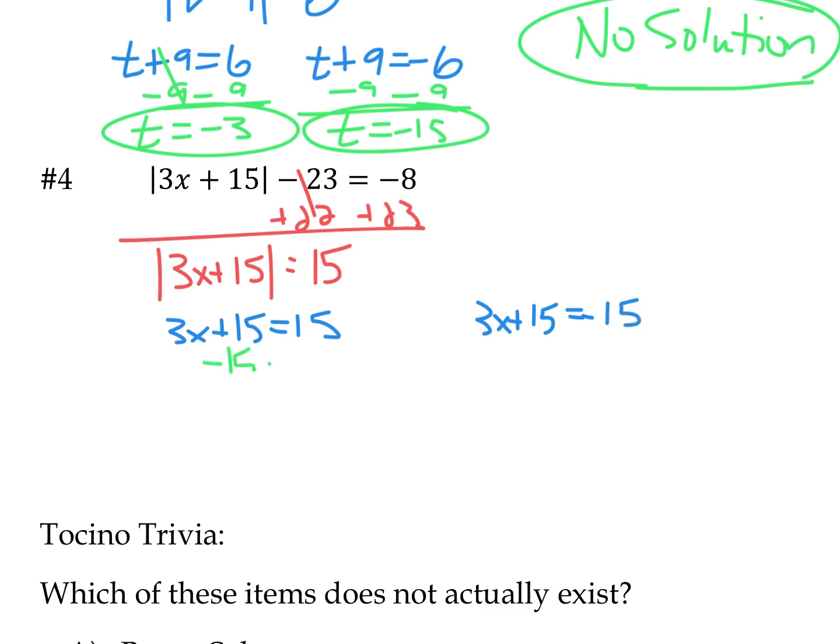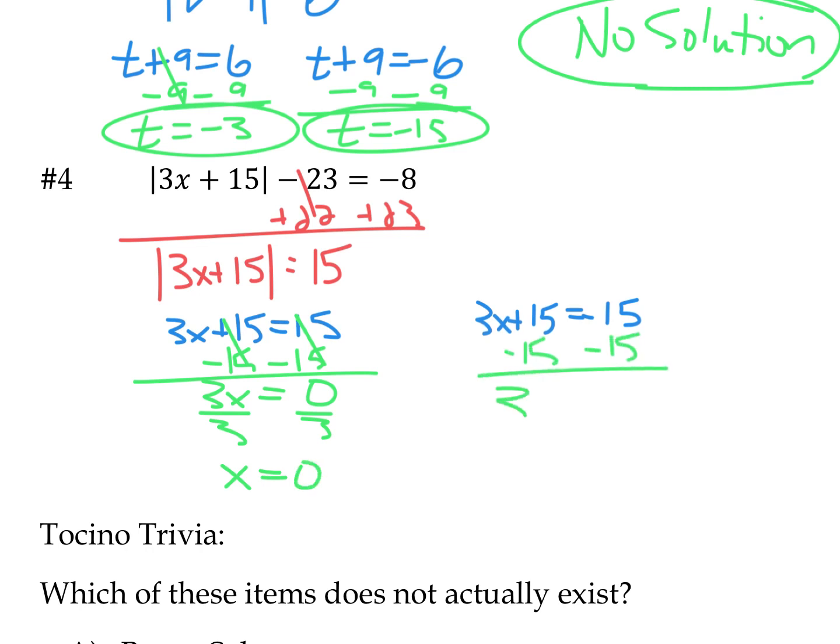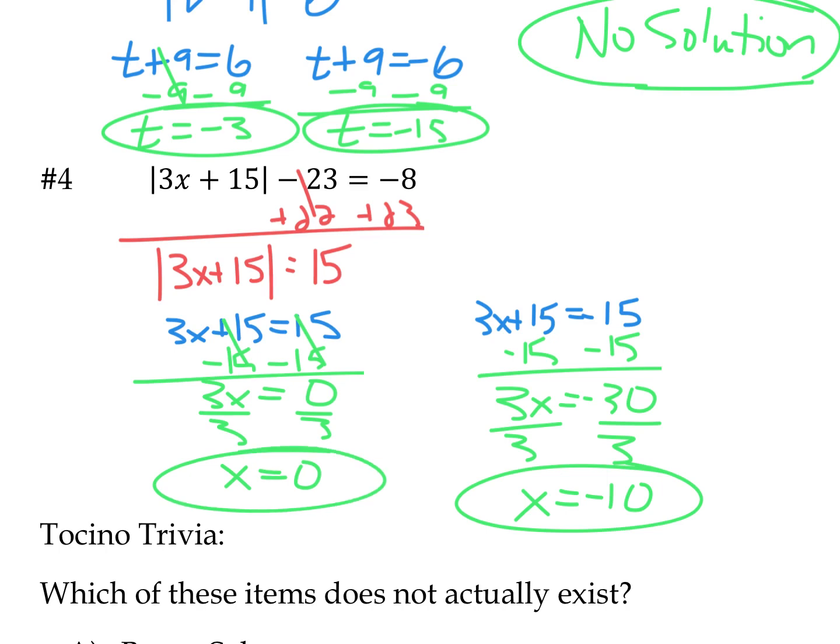Now I'm going to solve both of these. I subtract 15 on both sides. That gives me 3x equals 0. Divide by 3, and I get x equals 0. Subtract 15 on both sides here, and I get 3x equals negative 30. Divide by 3 on both sides, I get x equals negative 10. So 0 and negative 10 would be my two solutions for that equation. So get the absolute value expression by itself, make sure it's equal to 0 or a positive value, then set up your two equations to solve for your values of the variable.